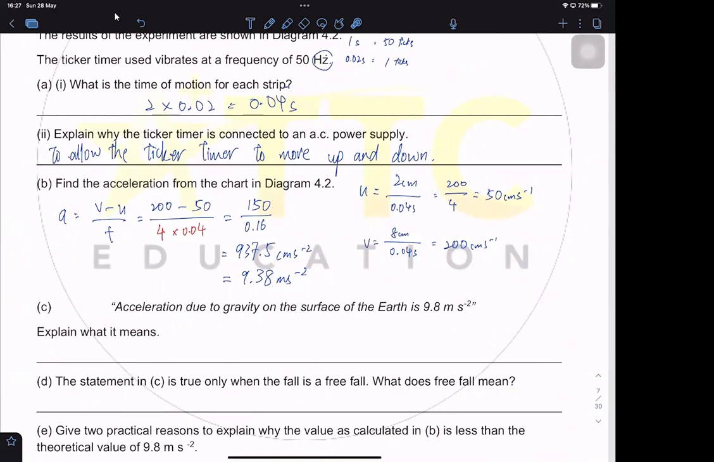Okay, the next one. Acceleration due to gravity on the surface of Earth is 9.8 meter per second squared. What does it actually mean? Basically, they're asking you what the acceleration actually means. When I say acceleration is 9.8, it means what? Acceleration means that you are going faster and faster. Your speed is increasing, your velocity is increasing. But how much is it increasing? It's increasing by 9.8.